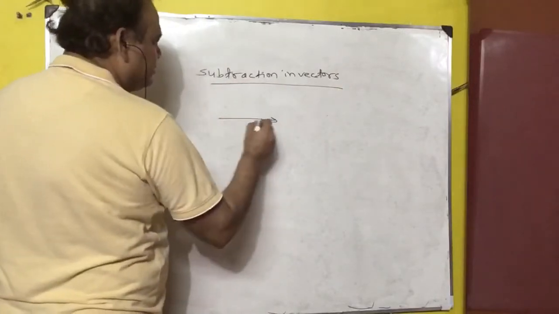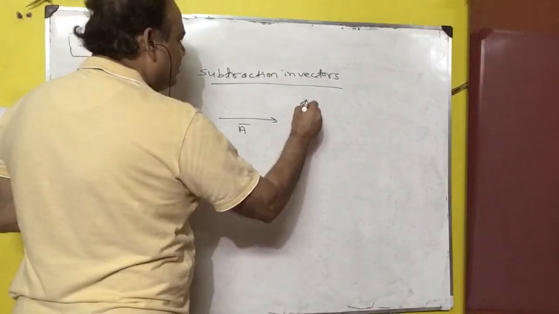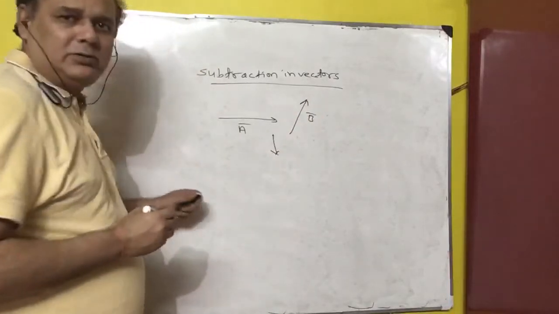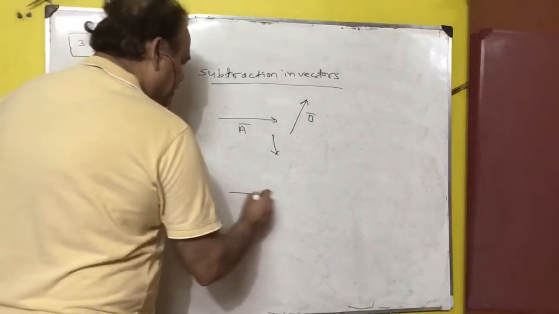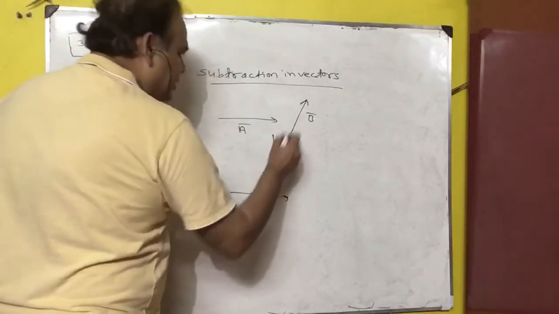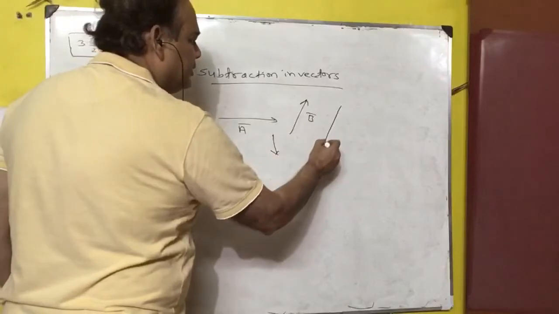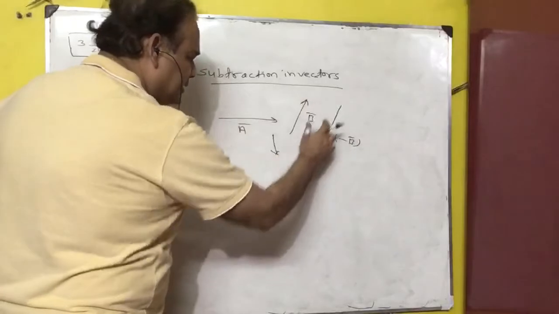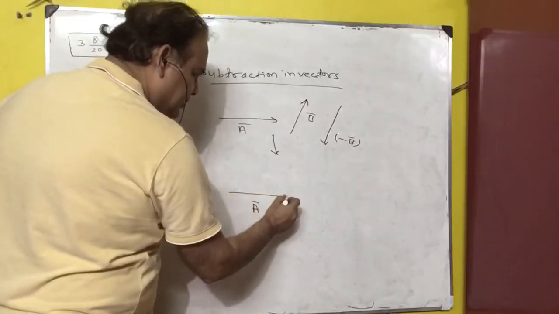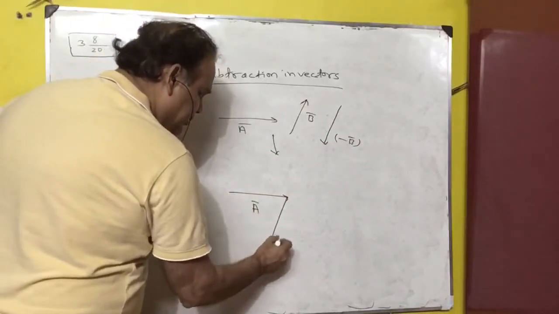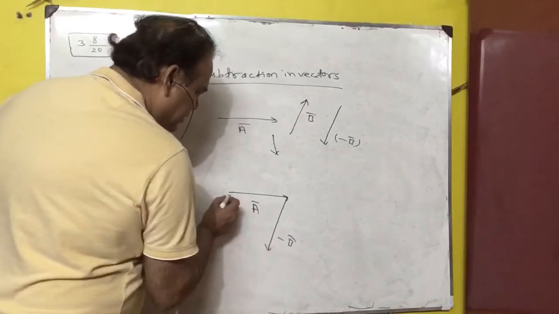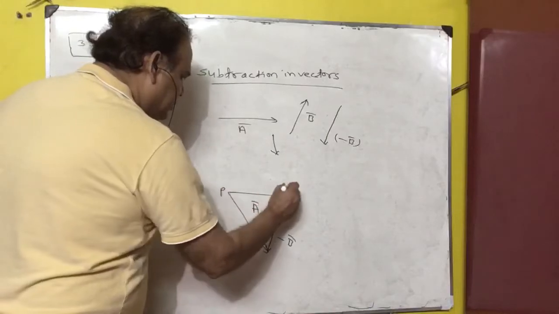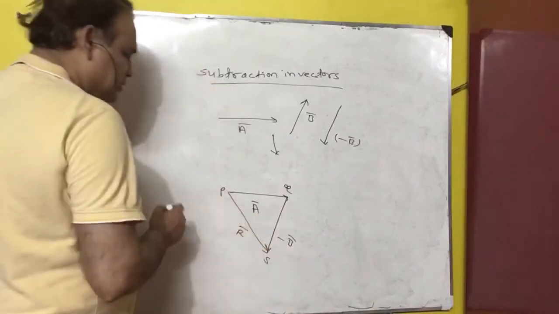And suppose you have to subtract this a vector and b vector. So for subtraction, what you have to do, you have to take a vector as it is and take b vector in the opposite direction, which is minus b vector. Bring this opposite here, and this minus b vector is placed here, and this is your resultant r. So this is P, Q, S.